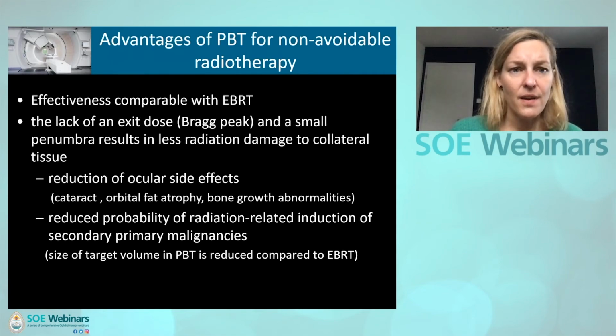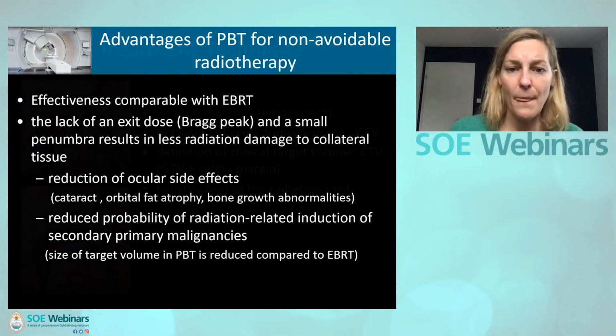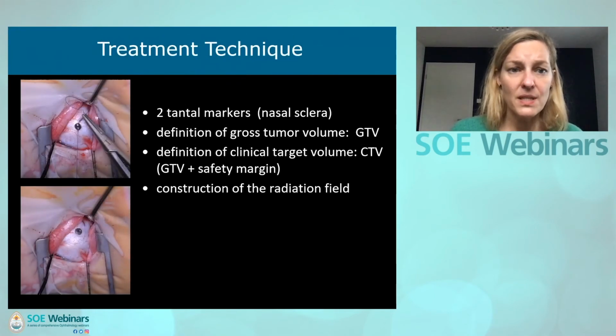So what are the advantages of PBT if there is non-avoidable radiotherapy? The effectiveness is comparable with EBRT. We have a lack of an exit dose and a small penumbra, resulting in less radiation damage to collateral tissue. And therefore, we hope for a reduction of ocular side effects and a reduced probability of radiation-related induction of secondary malignancies.